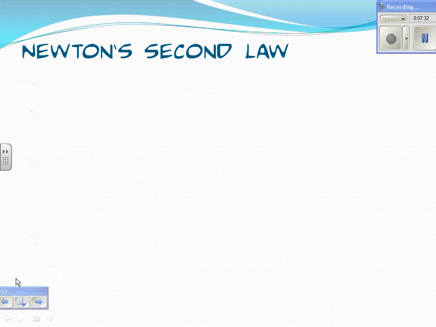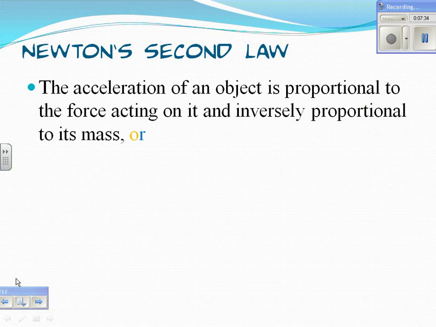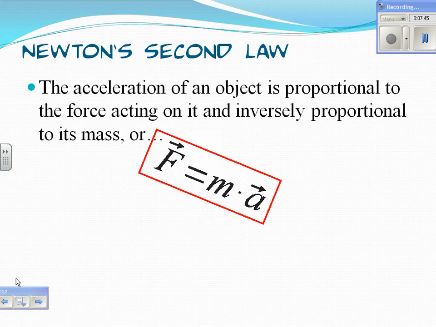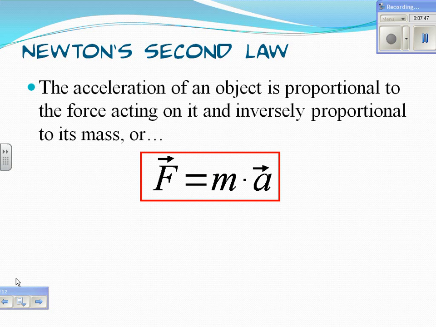Second law can be written in English as the acceleration of an object is proportional to the force acting on it and inversely proportional to its mass, but it's usually instead quoted as a formula. F equals m times a. The force is proportional to both the mass and the acceleration. This is how it's typically written. Not exactly how Newton wrote it, but for our purposes, it's certainly good enough.